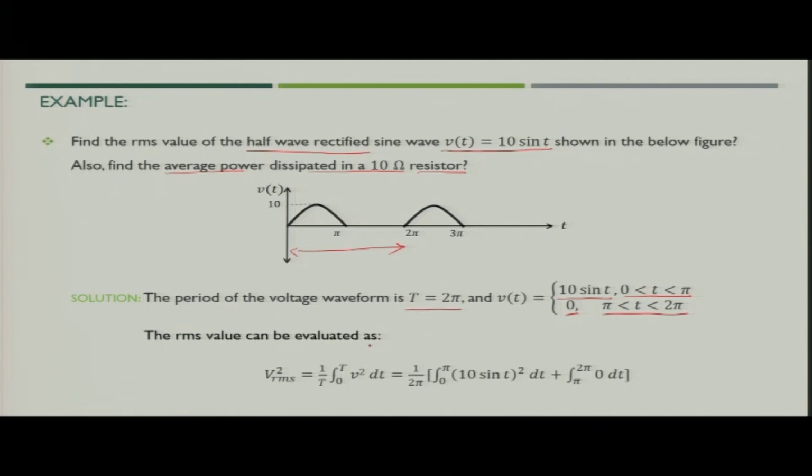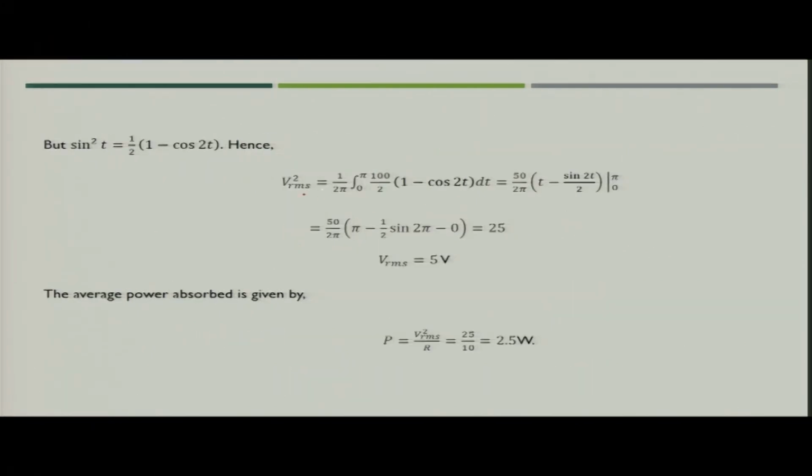So, how will you calculate the RMS value? Since it is not a pure sinusoid, you cannot directly use Vrms equals Vm by root 2. You have to calculate it with the help of the standard definition of root mean square. Vrms square is 1 by T, integral from 0 to T of V square dt. You put in the voltage value, 10 sin t for 0 to pi and 0 for pi to 2 pi. When you calculate and simplify, you will get the RMS value of voltage as 5 volts.